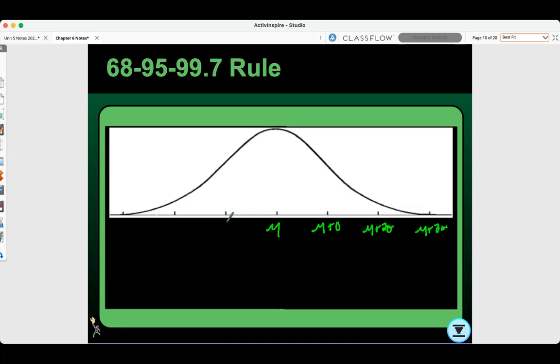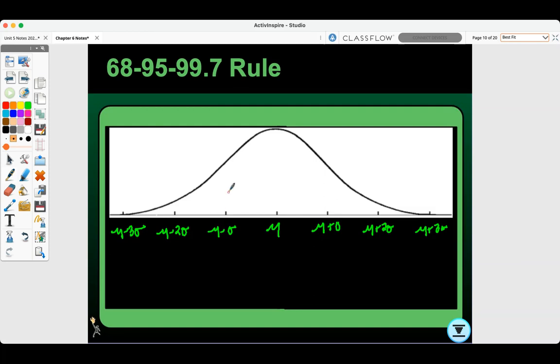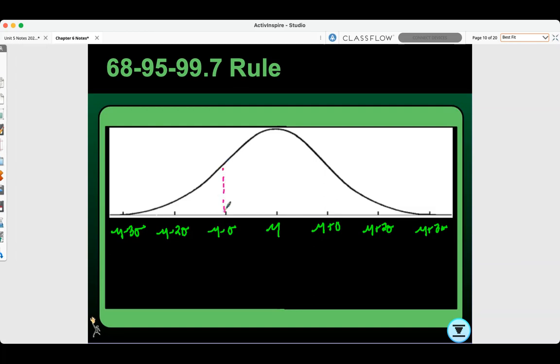Going in the opposite direction, this is one standard deviation to the left. So this would be mu minus sigma. This is two standard deviations to the left. This would be mu minus 2 sigma. And this is three standard deviations to the left. And this would be mu minus 3 sigma. Now, from mu minus sigma to mu plus sigma, that's about 68% of the data. Values fall within one standard deviation of the mean.